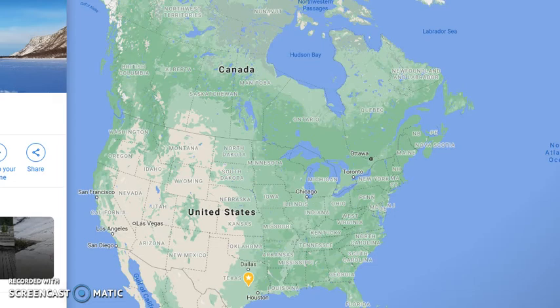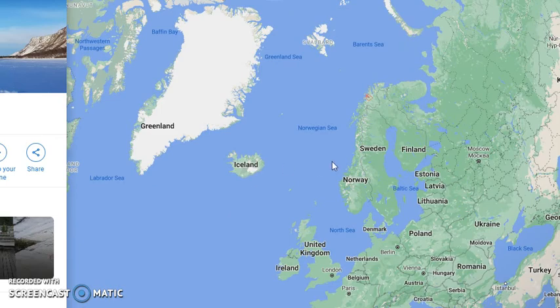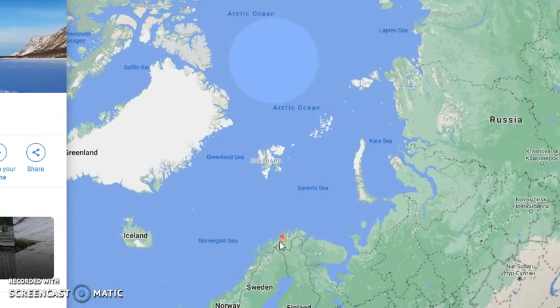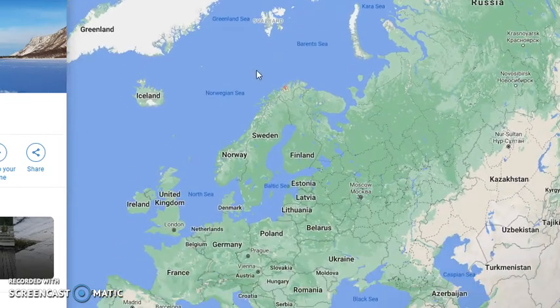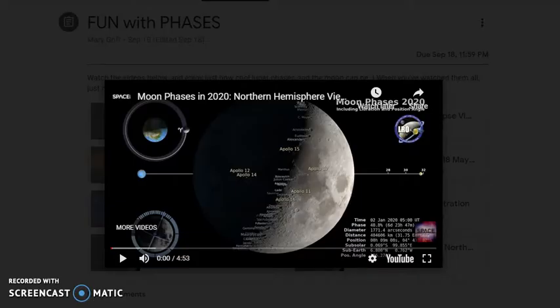Okay, and just to give you an idea of where Alta, northern Norway is, here we are. And I am talking about right here. Okay? And that is way, way up toward the North Pole. Okay? I'm talking about a little area right there.